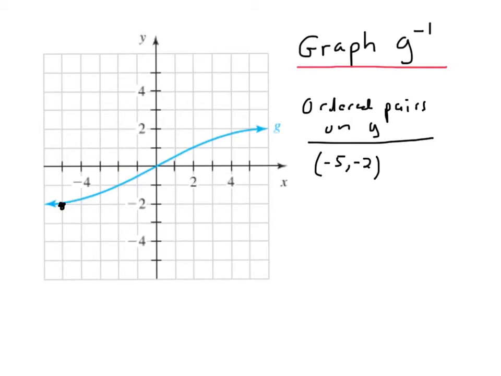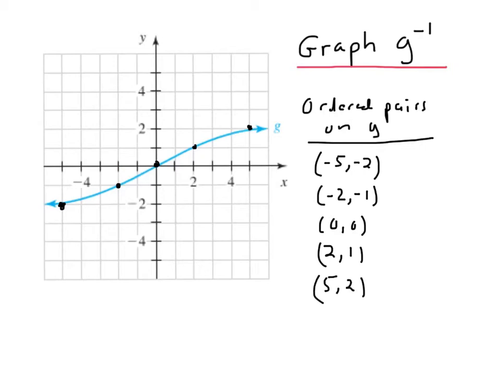And the next one that seems to hit right on the crosshairs is this one, which would be (-2, -1). So I'll write that one down. And then we have this one, clearly, (0, 0). And then this point here, (2, 1). And then it looks like this one, which would be (5, 2).